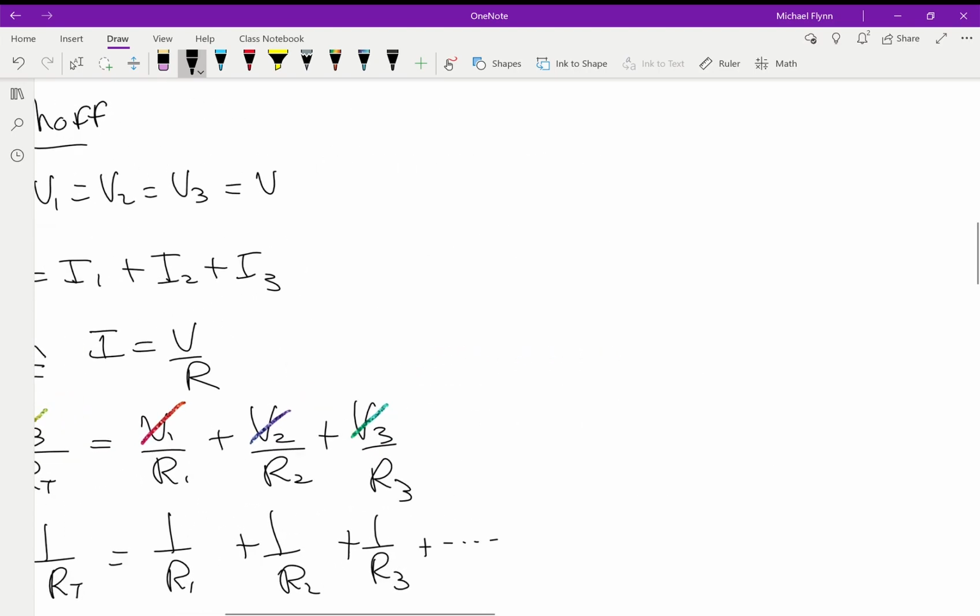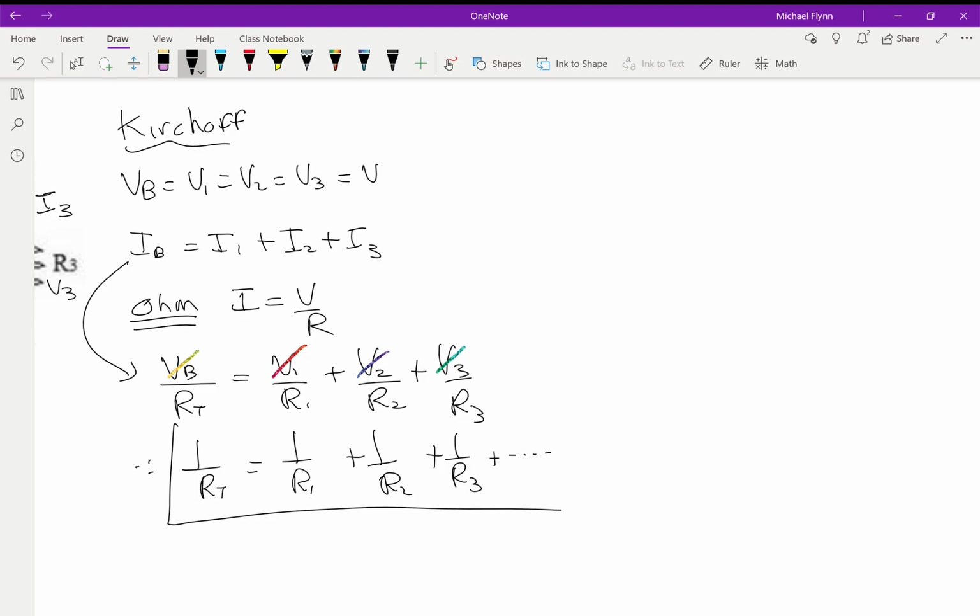All right, so just like before, I'm going to put this equation in a box. This is how you calculate total resistance in parallel. That's very different from what we found in series. It's not as intuitive, right? They don't just add up. So let's do our example.